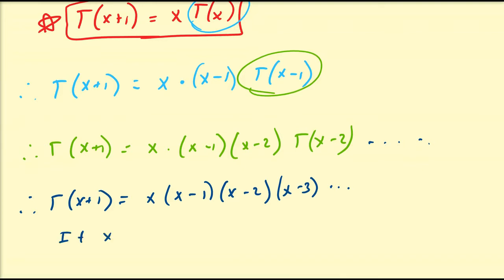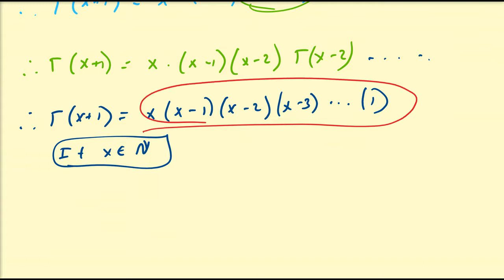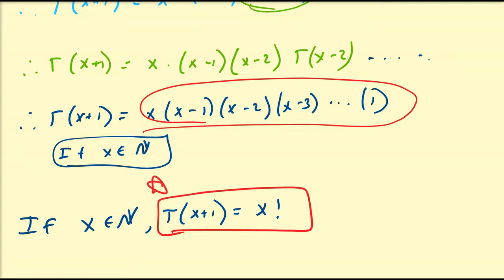So if x is, say, a natural number, then eventually this will stop at 1. So if that is the case, then this expression here is the factorial function. So if x is a natural number, then gamma of x plus 1 is the same as x factorial. And factorial has a lot of expressions in various realms of mathematics that you may know already, so this becomes the first interesting observation.